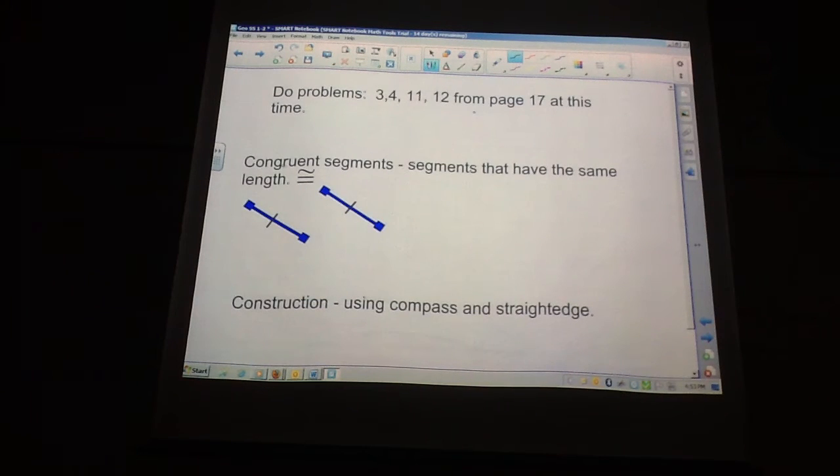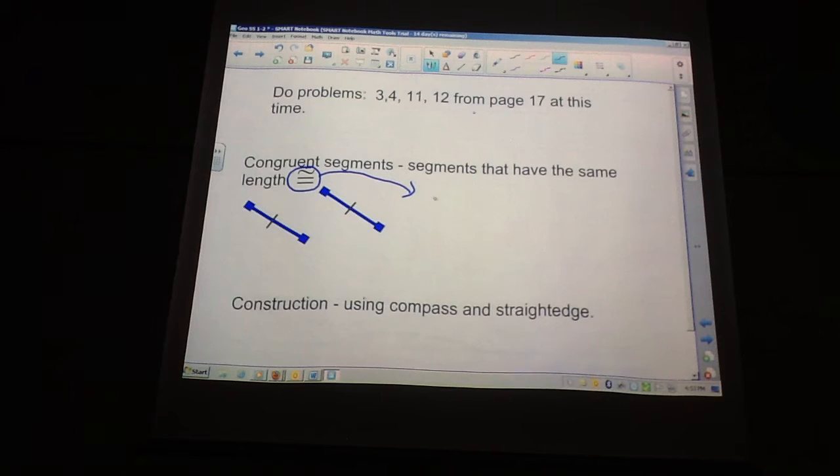A couple of things about congruent segments. Number one, this symbol is going to be used throughout the rest of your geometry year, and maybe further on. You might see it on some college exams and so on and so forth. But this symbol right here means congruent. So a little equal sign with a little wave over the top, that means congruent.